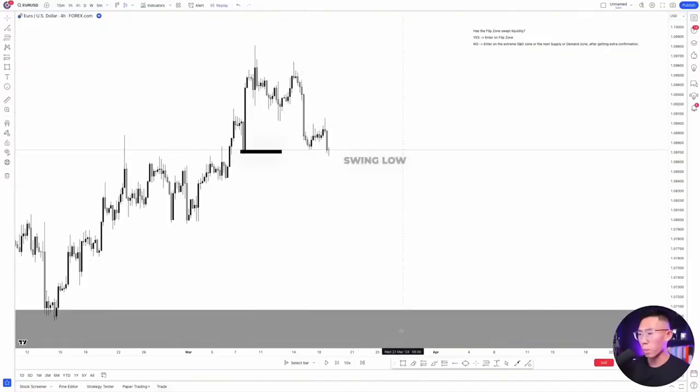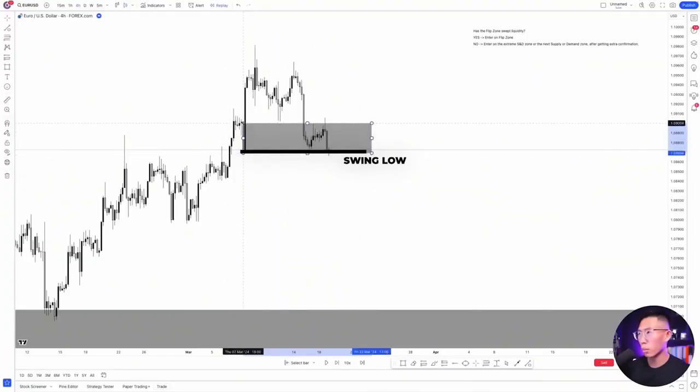Once again, another example right here. Price has come back down to this swing low that we have right here. And once again, this is your demand zone. This entire thing is your demand zone. And you can see price has reacted to the demand zone and created that fake reaction right here, where price goes up, creates that lower high, and just goes down.